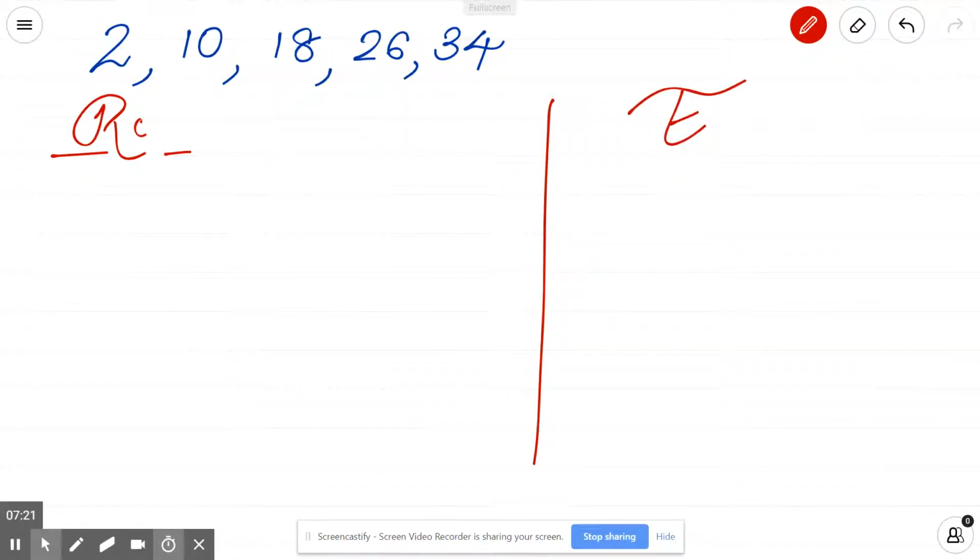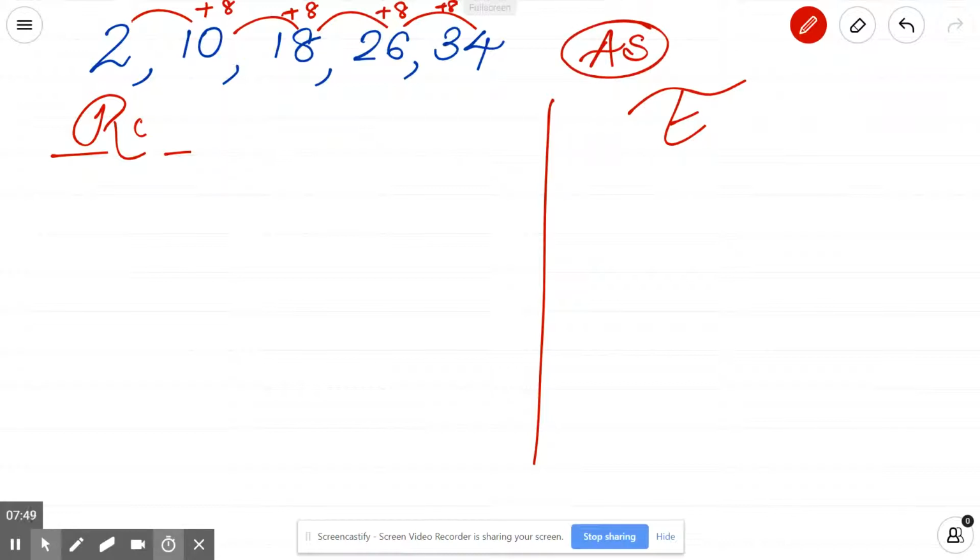So for the recursive formula, first of all, let us decide whether it's an arithmetic sequence or geometric. So when we see the numbers, what is happening here? I'm actually adding an 8, right? Now let's check for the next one. Am I adding 8? Yes. It has to be the same number every time. Adding 8, adding 8. So it looks like it's an arithmetic sequence.